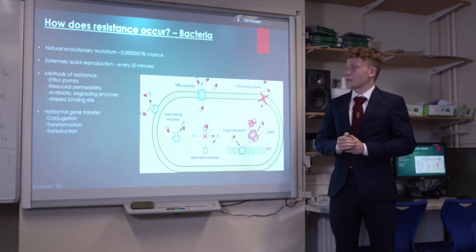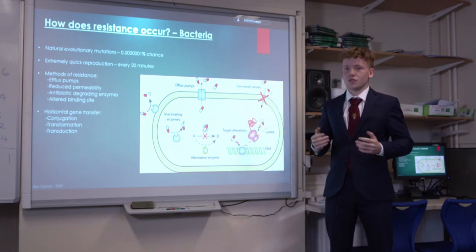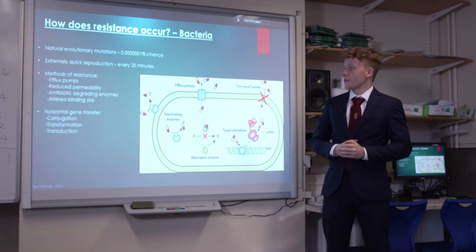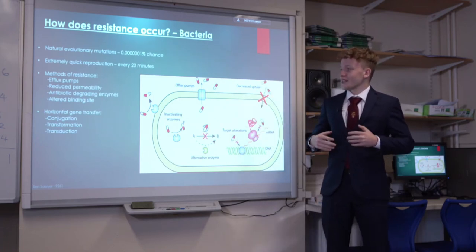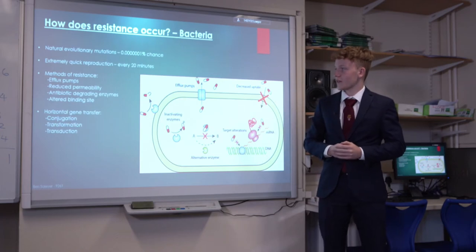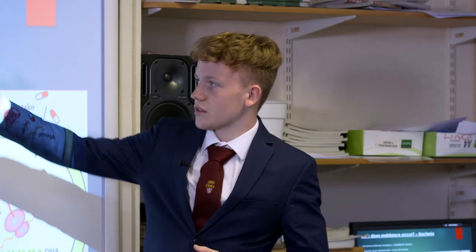So how does resistance itself occur? Well, what's important to know is that it is actually a completely natural process, just a normal evolutionary mutation. But as you can see here, there's a very, very small chance of it actually happening. The reason it becomes a widespread problem is because there are a lot of factors which really up those odds. One of which is their very quick reproductive time, some as quick as 20 minutes, which might not sound like a lot, but that means in half a day you could have over a million. And this means that every time a reproduction occurs, you have that chance of developing resistance. And obviously that ups the odds massively.